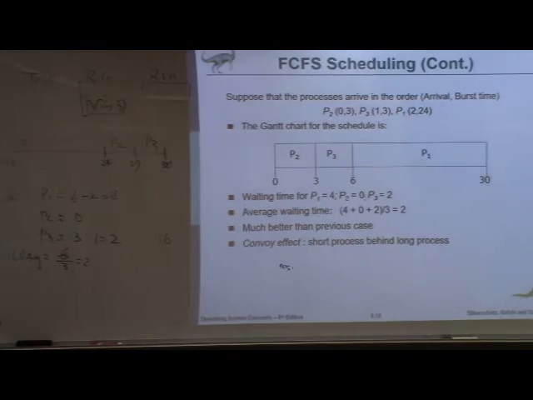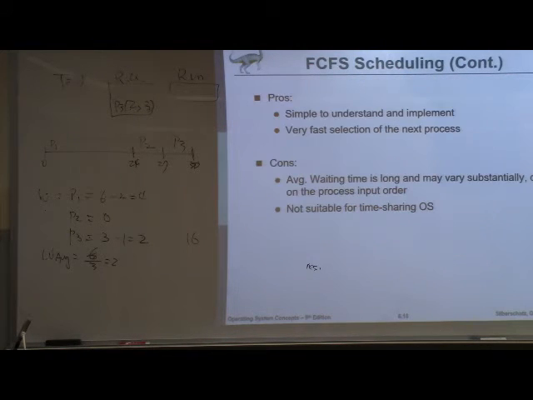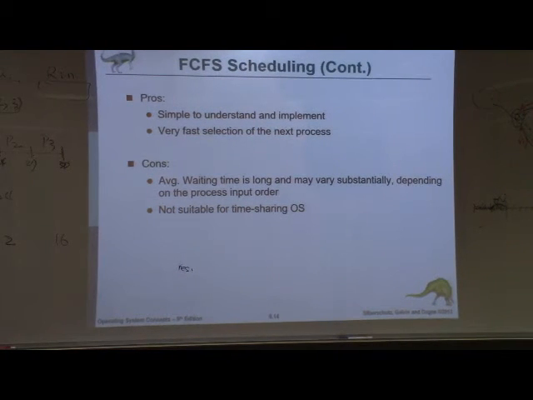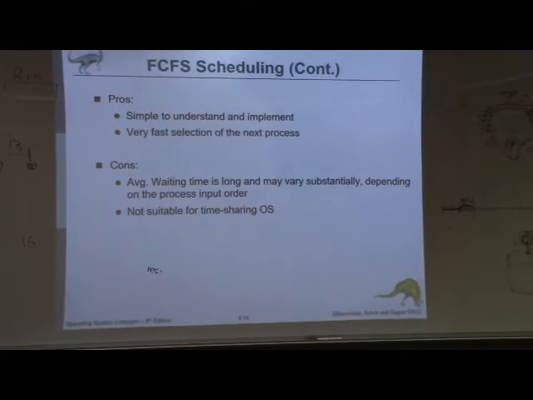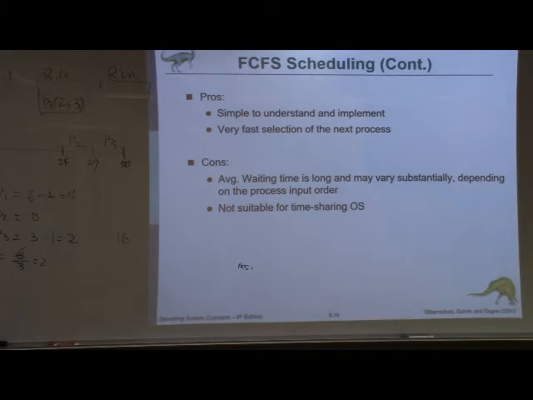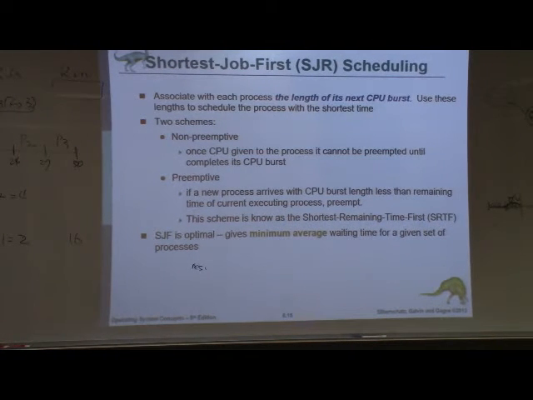That is because of what? It's called the convoy effect. The convoy effect means short processes will be held up by long processes. It's the same as the advising example. So that is the problem of first come, first serve. It's not very suitable for a time-sharing operating system, which needs faster, quicker response time. Okay. So to address that problem, why don't we consider the CPU burst time of each process?